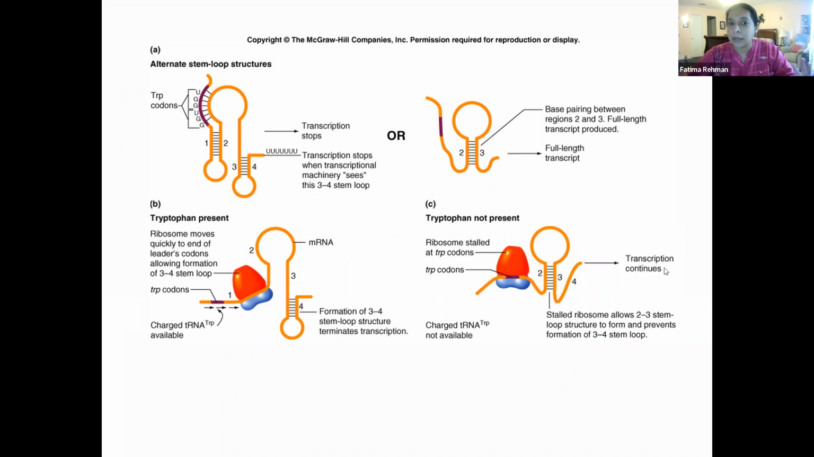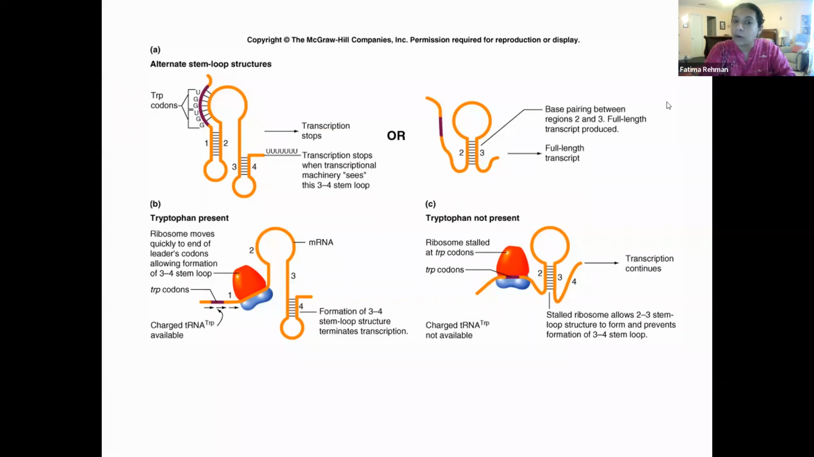Now, any questions so far, by the way, before we look at a second level of control for this? So this was just at the transcriptional level. Okay. No questions so far?